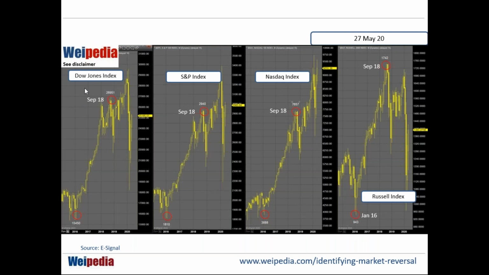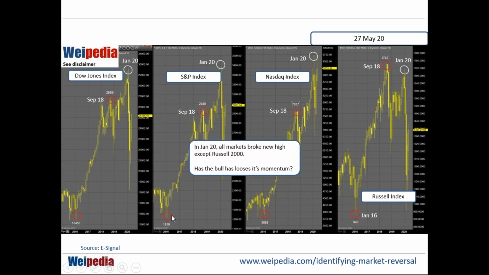Okay, so let's look at the market right now. This is so exciting. Now we study this period for 3 years. For 3 years, we find it just interesting. So the market peaked in January 2020 for Dow Jones, S&P, Nasdaq, but not for the Russell. Okay, not for the Russell.